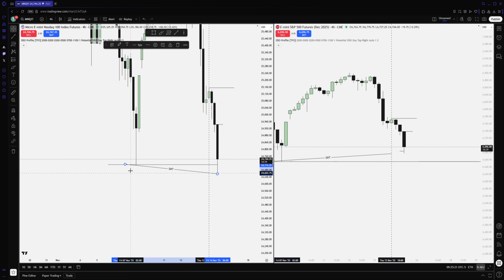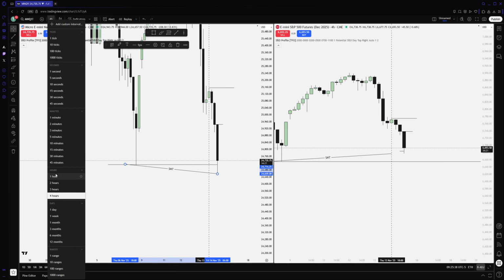So if price is going to continue to the downside, I'm going to be looking for an open, high, low, close, right? But if price is going up, then I want to see it respect the low of day and then continue to the high, right?